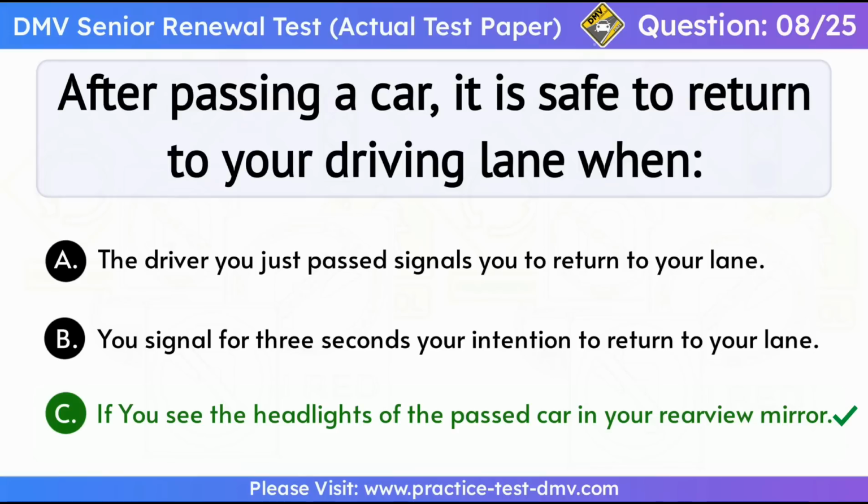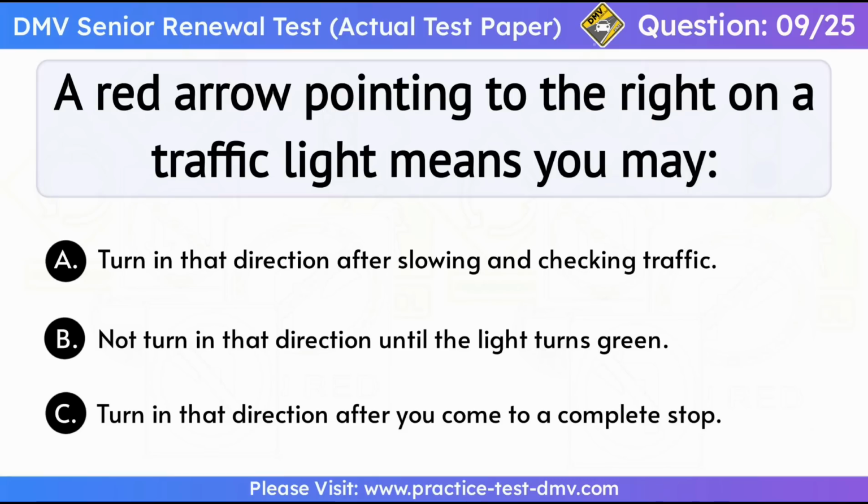Question 9. A red arrow pointing to the right on a traffic light means you may A. Turn in that direction after slowing and checking traffic. B. Not turn in that direction until the light turns green. C. Turn in that direction after you come to a complete stop. Correct answer: B. Not turn in that direction until the light turns green.